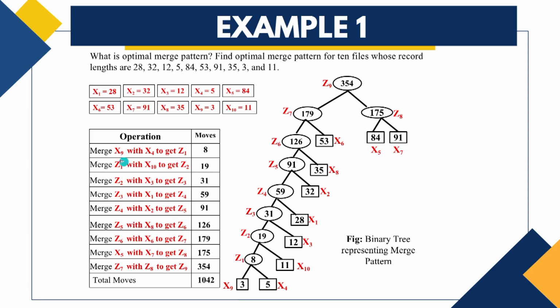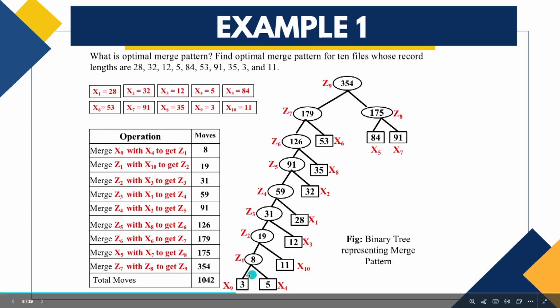So first we merge files x9 and x4 into one to get the resultant file z1. x9 contains 3 records and x4 contains 5 records, and 3 plus 5 is 8, so we say that it involves 8 moves. So we have constructed this binary tree. We use a binary tree here just because we take 2 files at a time.